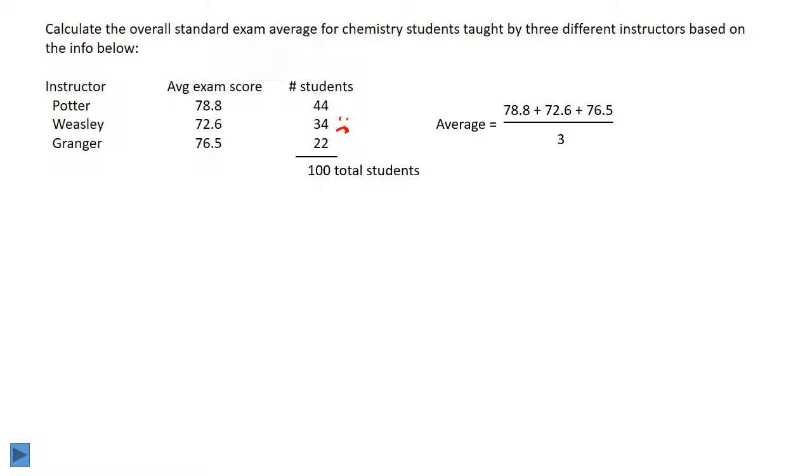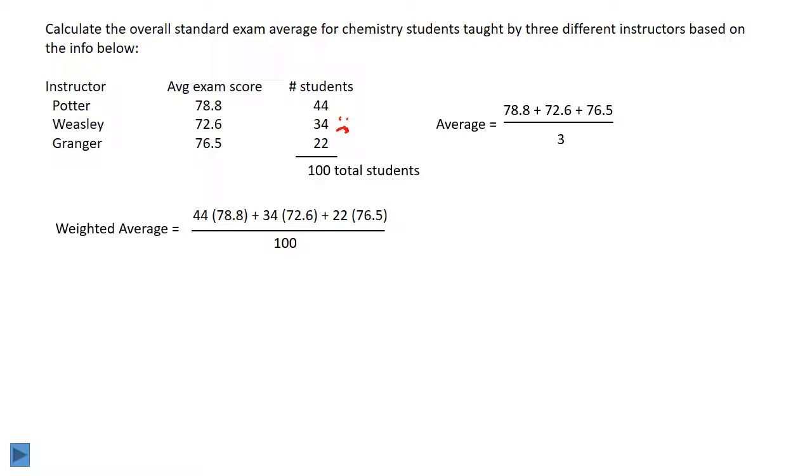Anyway, when I take the total, I find out that there's 100 total students, and you can see that I ought to be weighting Professor Potter's average a little bit higher than Weasley's and a little bit higher than Granger's. So let's figure out how we would do that. The weighted average is going to be 44 times Potter's 78.8, 34 times Weasley's 72.6, plus 22 times Granger's 76.5. Now what am I going to divide by? I don't divide by 3 because I actually want to divide by the total number of students. So I'll divide by 100.